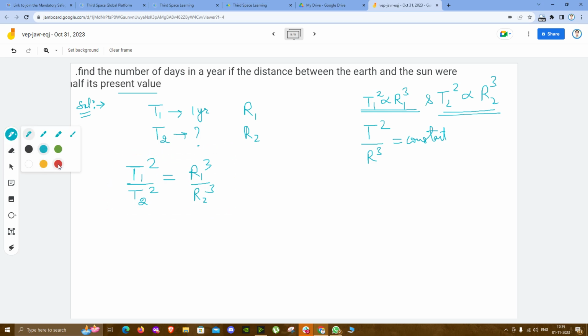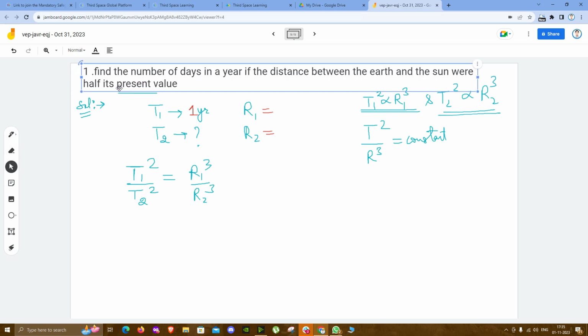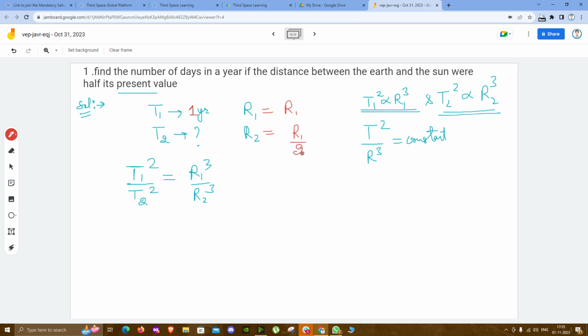Now, T1 is 1 year, right? T1 is 1 year. And according to the question, the radius R2 is half of the present size. It's very important here that we understand the question. So, the radius is now half. If R1 was R1 already, the R2 will be half of that R1.